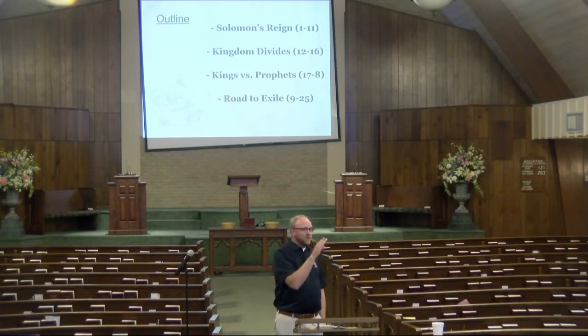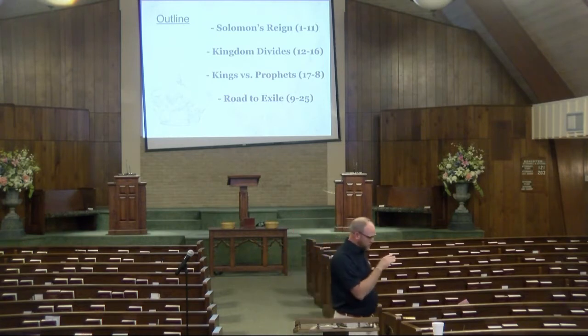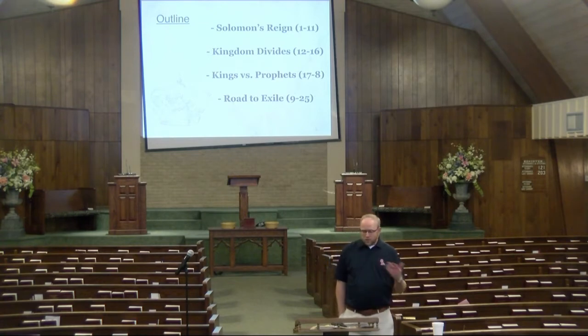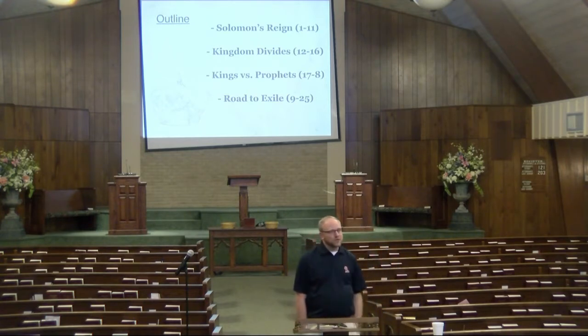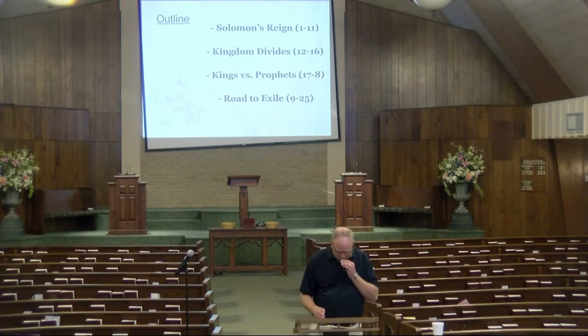And then we've gotten into this kings versus prophets. That's 1 Kings 17 through 2 Kings 8. It just says 17 through 8, but it's 1 Kings 17 through 2 Kings 8. That's the section we just finished, where it's basically Elijah and Elisha versus the house of Ahab and that particular dynasty. And then the section we'll be going into in a couple weeks is the road to exile, because things are going to pick up steam quite quickly.